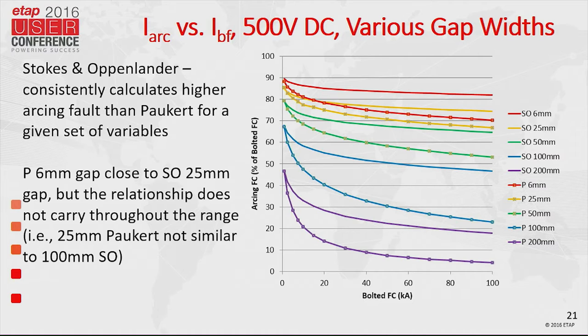I was trying to find out if we had some kind of equivalence between our two alternate models here. I noticed that the PowerCut 6 millimeter was close to the Stokes 25 millimeter. So I thought, okay, well, maybe there's just a factor of four. If we took this one and multiplied it by four, maybe it works, but it didn't seem to hold true with the other values that were out there.